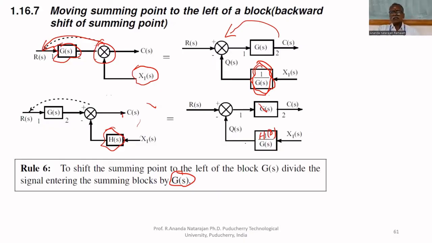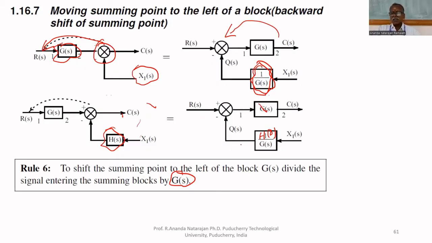No need to memorize the rules. By looking at it, we can find. From my explanation, you can understand the 6 rules easily. What is the first rule? If 2 blocks are cascaded, just multiply. If the 2 blocks are in parallel, just add or subtract, depending upon the sign.